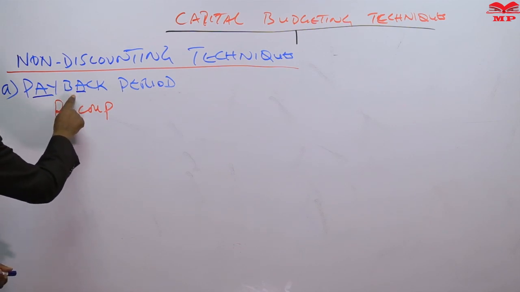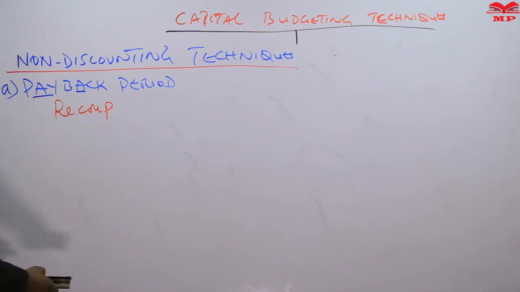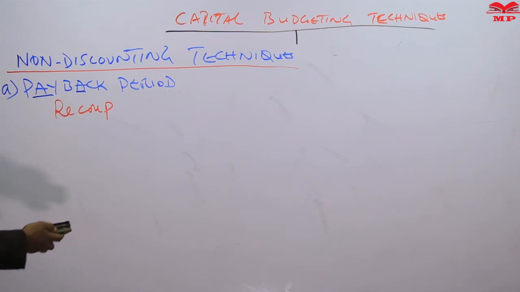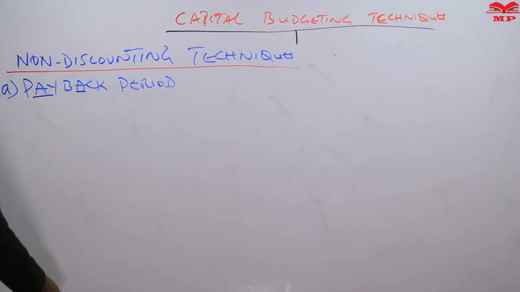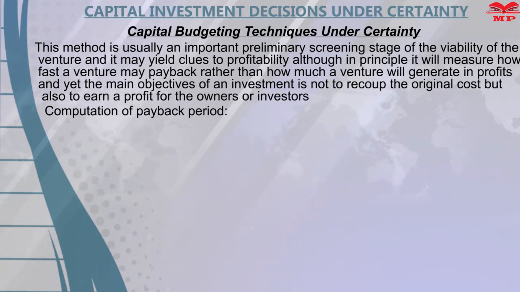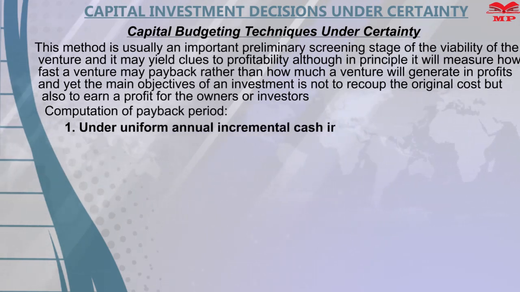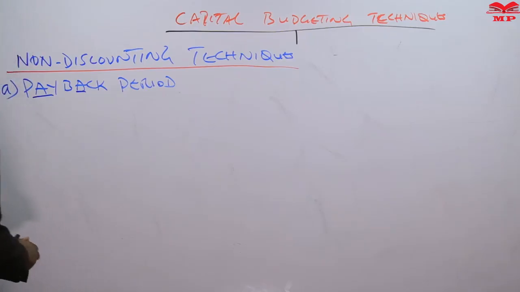So this method does not help us understand the profitability of a venture, but it helps us know at the outset how long a project can recoup the original investment. So we want to consider an illustration or computation of payback period. And in computation, we'll consider two scenarios. Number one, under uniform annual incremental cash flows.